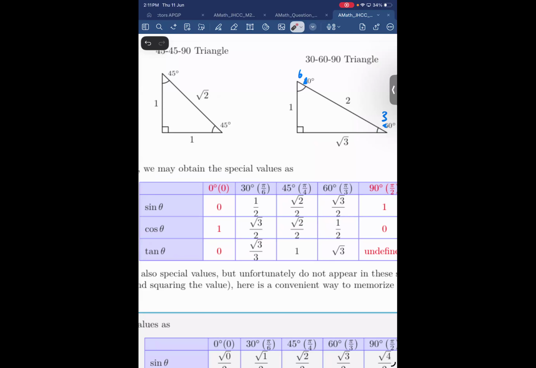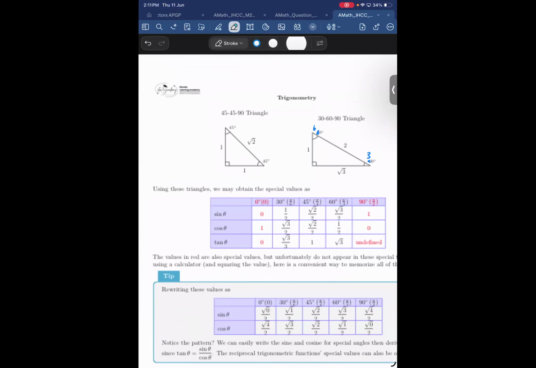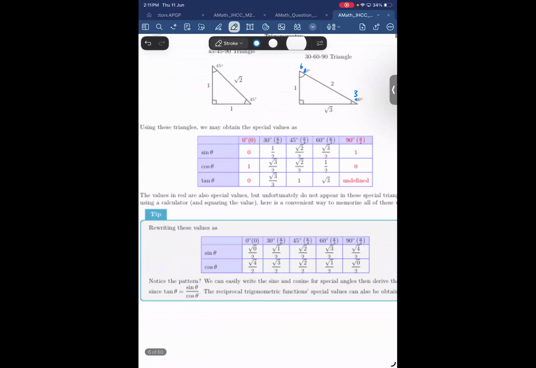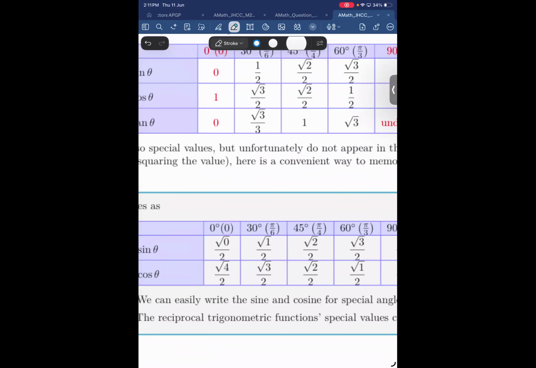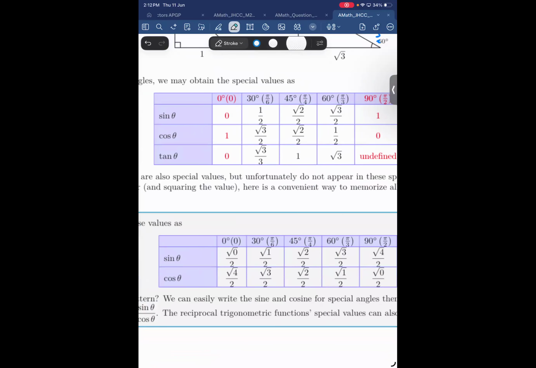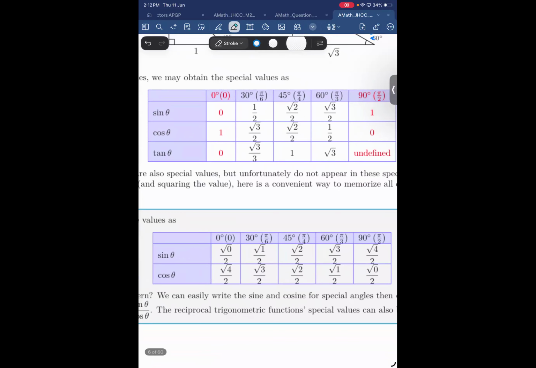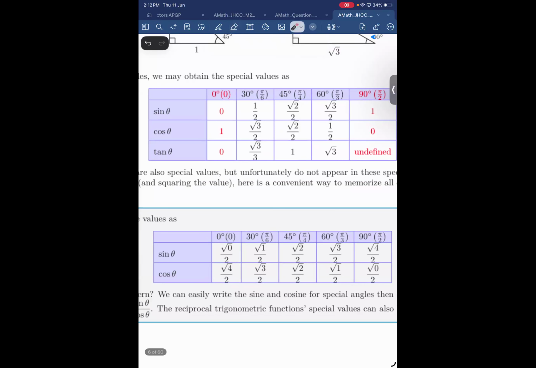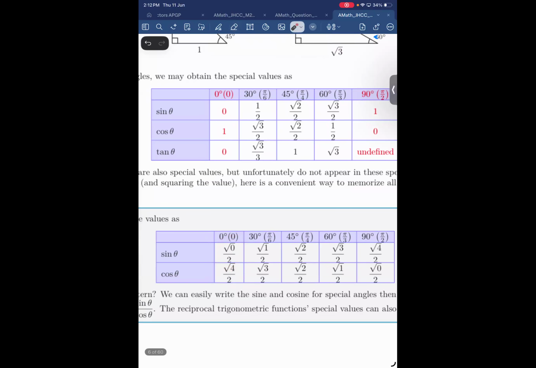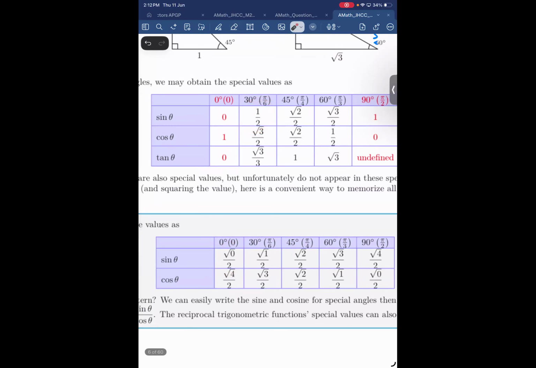But the last method, if you don't have access to a calculator and you don't remember the triangle, I think is a very good method. Notice, you look at this table below. You can write all these numbers as square root of something over 2. So sine of 0 degrees is 0, so it's actually root 0 over 2. Square root 0 is 0. Then this half is actually square root 1 over 2. Then square root 2 over 2, square root 3 over 2, then square root 4 over 2. Square root 4 is 2, so 2 divided by 2 is 1.